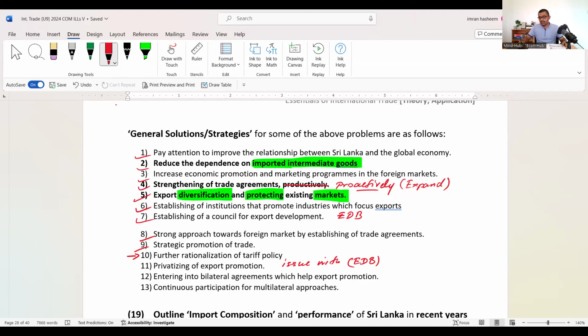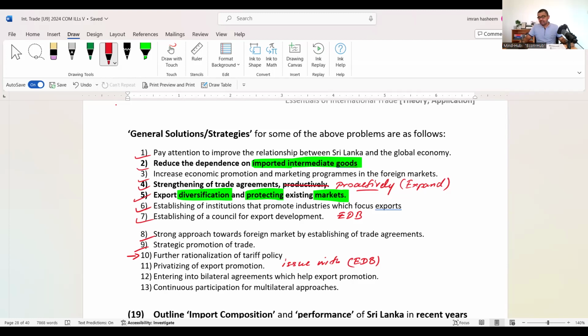Right? Then entering into bilateral agreements which help export promotion, bilateral meaning between two countries, right? At the moment, what Sri Lanka has more or less is, we have the Indo-Lanka Free Trade Agreement, India-Sri Lanka, Pakistan-Sri Lanka Free Trade Agreement. We have the Singapore-Sri Lanka Free Trade Agreement, which is not still fully active. We have some negotiations with China, so that's about it, right? While there are more than 200 countries and territories in the world that we can deal with.